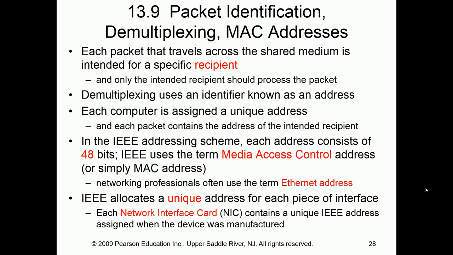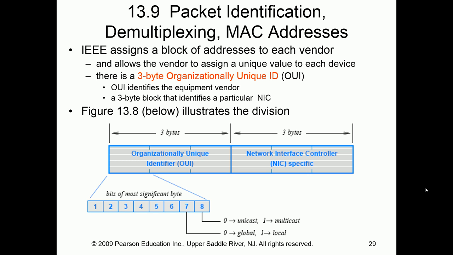So let's talk a little bit more in depth about our MAC address. Our media access control address consists of 48 bits. And that, again, is burnt into a network interface card. So how we uniquely identify this is, the first 3 bytes, or 24 bits, are known as the organizational unique identifier. The last 24 bits, or 3 bytes, is the network interface controller.